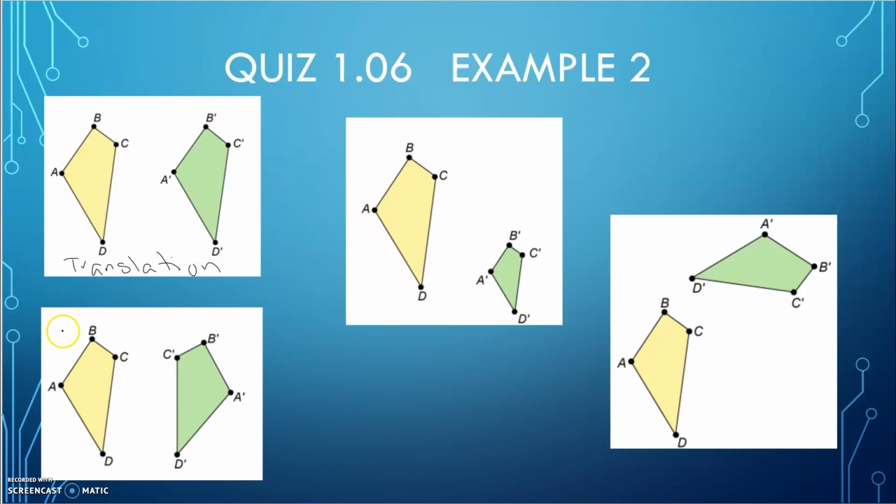I'm going to go down here. Now, the points are not quite in the same place. These two shapes look as if they're looking at each other, as in a reflection. A was on the left side, now it's on the right side. This is a reflection.